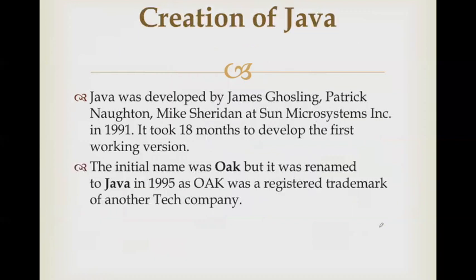Now let's talk about the creation of Java, how Java was developed. Java was developed by a small team led by James Gosling, and it was in the year 1991 when they started the project. It took them around 18 months to develop the first version. However, it was in the year 1995 when Java was officially released. Fun fact, Java was originally named Oak, but at the time of release, they changed the name from Oak to Java, because Oak was a registered trademark of some other tech company.